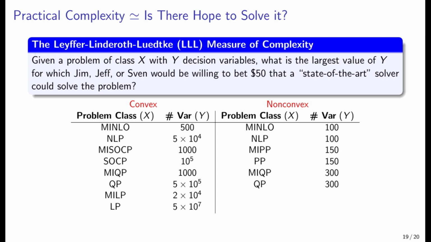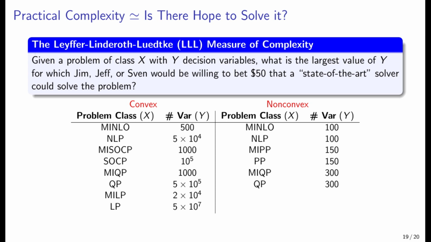So when you're convex, the world is really nice. For the most generic problem that we had before on our little table, a convex MINLP, with 500 variables, we're pretty sure we can solve that. So I'm prepared to bet $50 that if you give me a convex MINLP, I can solve it. I have high expectation of winning that bet. For nonlinear problems, 50,000 variables, I'm pretty sure we can solve that. Again, there's lots of solvers out there.